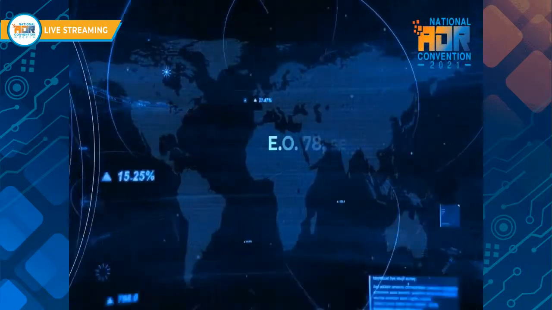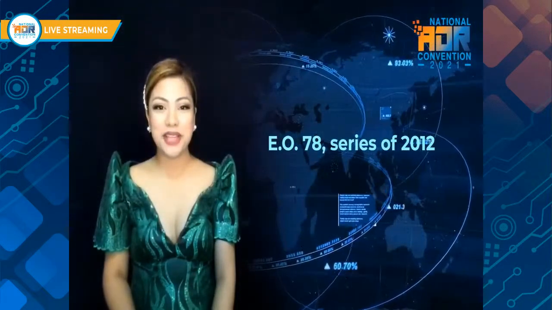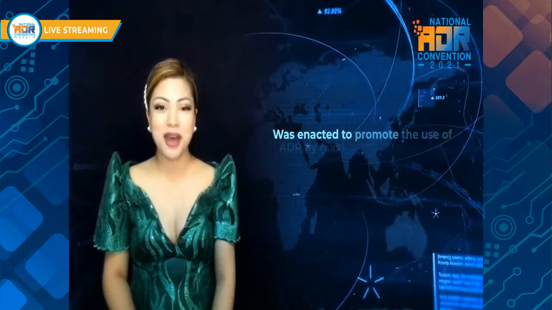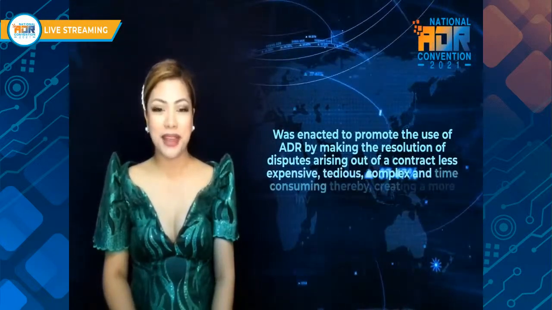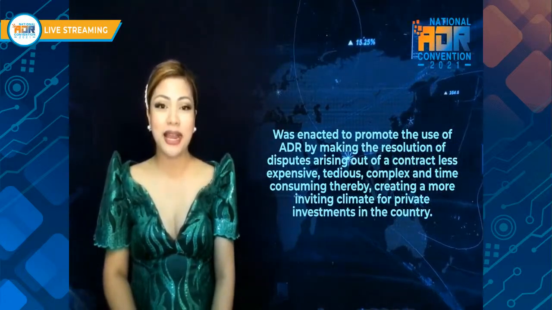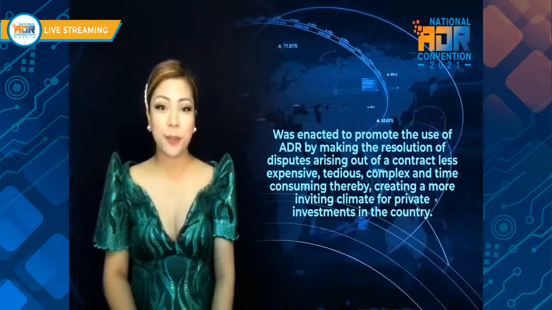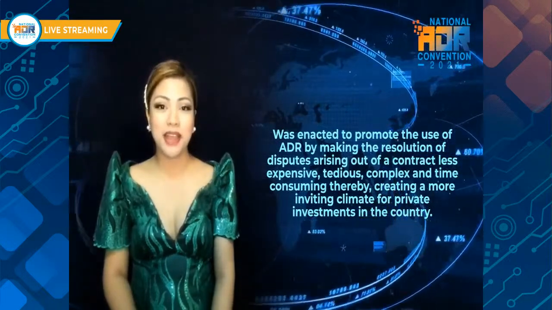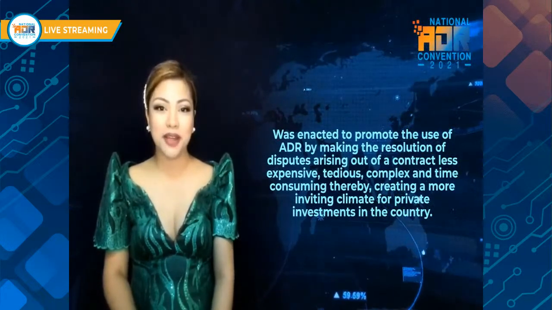The mediation and arbitration statistics in the executive branch constitute much of the reported data in the calendar year 2020 ADR programs and procedures, particularly in relation to key government functions. Executive Order Number 78, Series of 2012, was enacted to promote the use of ADR by making the resolution of disputes arising out of a contract less expensive, tedious, complex, and time-consuming, thereby creating a more inviting climate for private investments in the country.